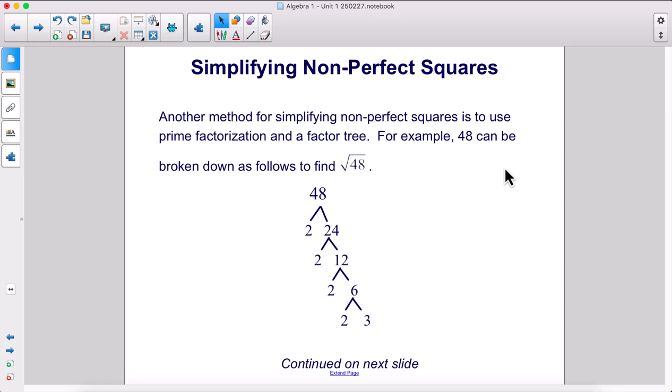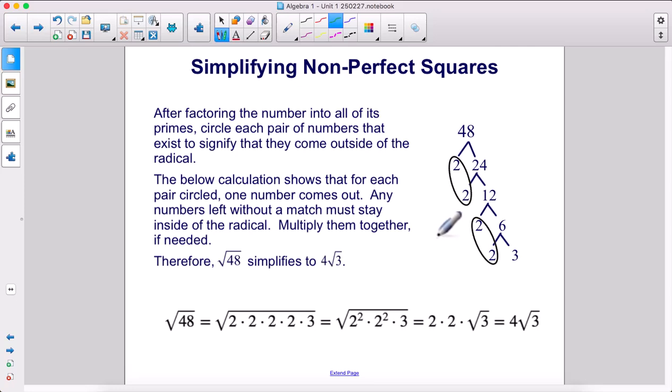Another method for simplifying non-perfect squares is to use prime factorization and a factor tree. For example, 48 can be broken down as follows to find the square root of 48. So 48 is 2 times 24, 24 is 2 times 12, 12 is 2 times 6, and 6 is 2 times 3. After factoring the number into all of its primes, circle each pair of numbers that exist to signify that they come outside of the radical. So here you can see we have 2 2's, so we circle them. We have 2 more 2's, so we circle those.